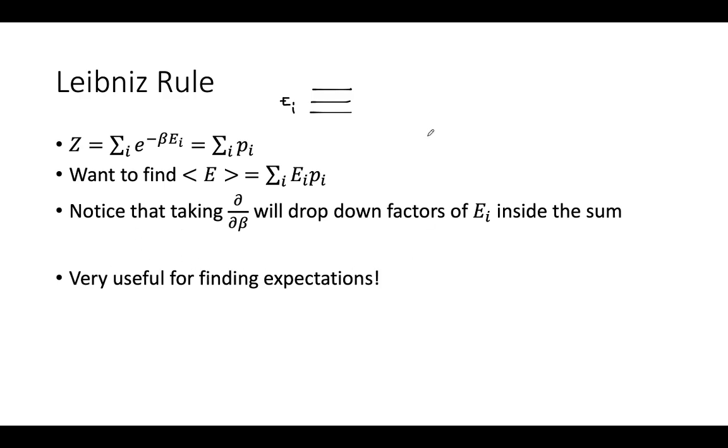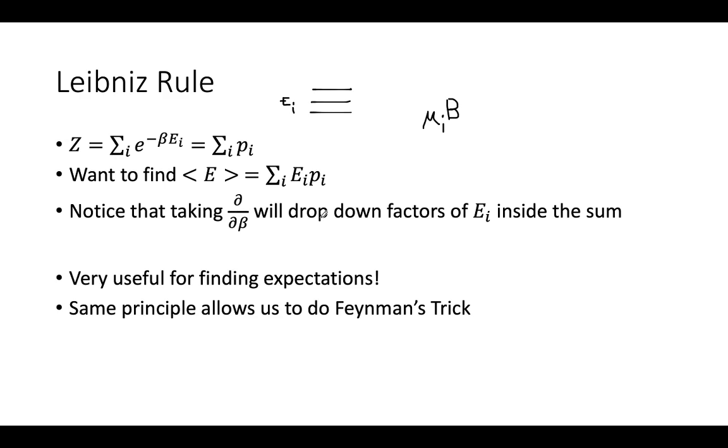So for example, if you have a magnetic field, so a Zeeman effect, right? The energy is maybe equal to mu B or something like that. Not Zeeman splitting, just the magnetic field polarizations. And your energy is equal to mu_i B, and you want to find the expectation of mu. Well, then you take d/dB. This will drop down a factor of beta. This will drop down a factor of mu_i that you want. So just multiply by 1 over beta to cancel out the factor of beta that you get, and you'll have the sum of mu_i P_i, and that will give you the expectation of mu. So this is a very useful technique for finding expectations of things, and it's the same technique that allows us to do Feynman's trick, just in a discretized form.